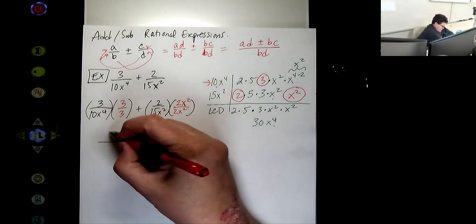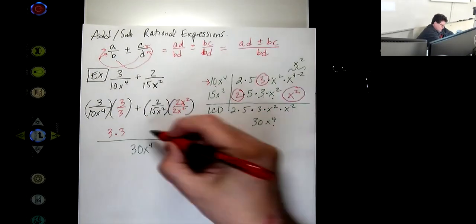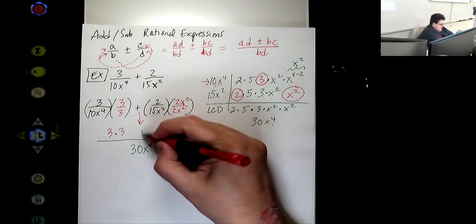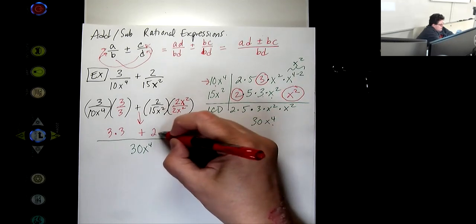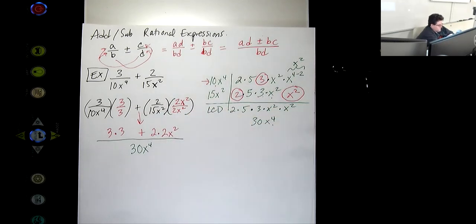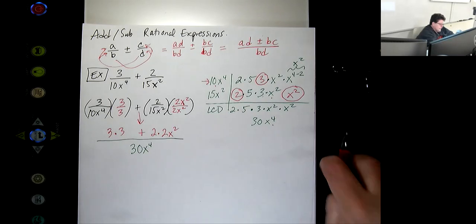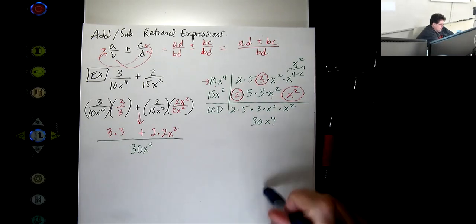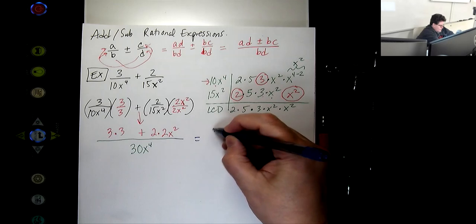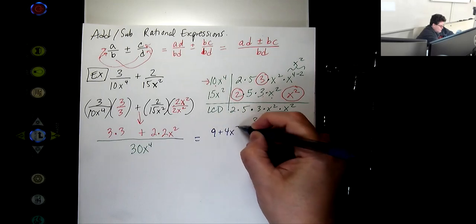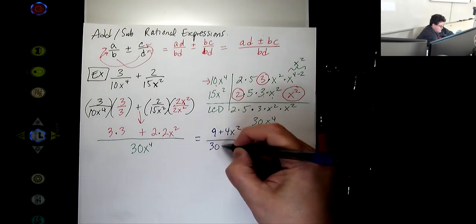And I have 3 times 3 for the left one on top. My plus comes down, and I have 2 times 2x squared. And if I clean that up, I have 9 plus 4x squared over 30x to the 4th.